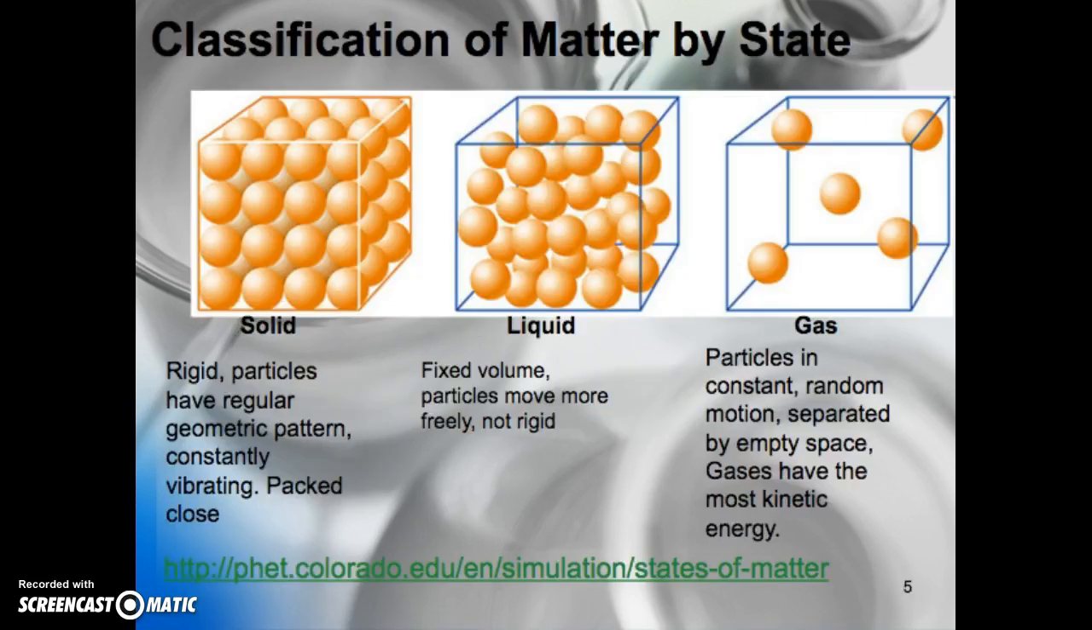Here's a depiction of what particles would look like for each phase of matter. So you see the solid particles all the way on the left have a rigid structure. The Regents refers to them as a regular geometric pattern. They're constantly vibrating, very, very packed together. When we draw them, we need to draw the circles of a solid touching and like a square, all on top of each other, very, very close, forming this square shape.